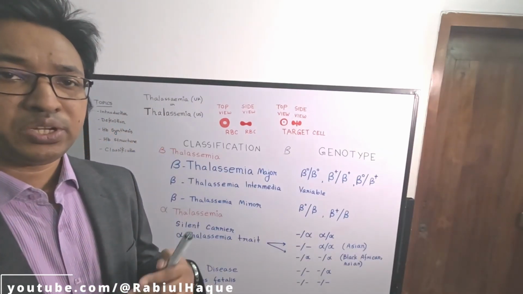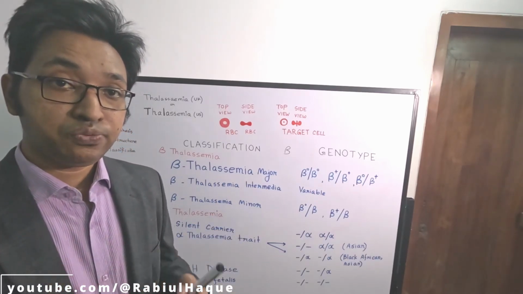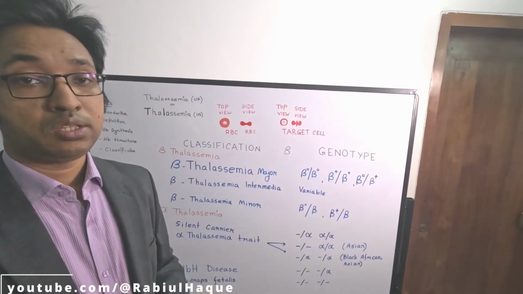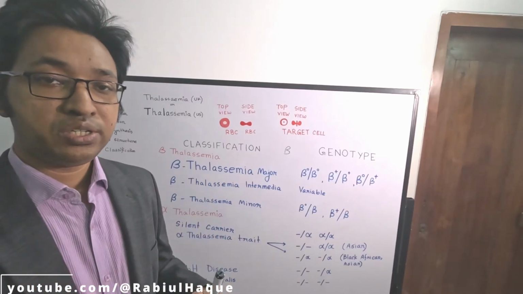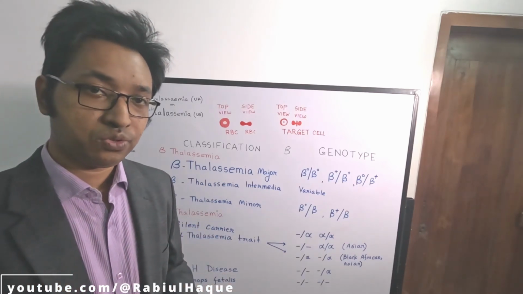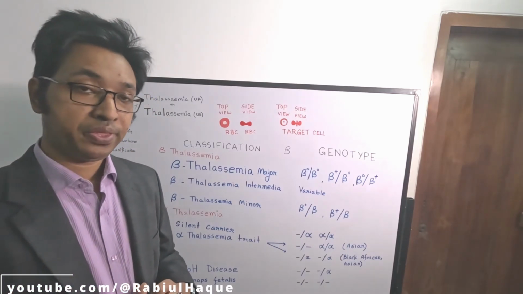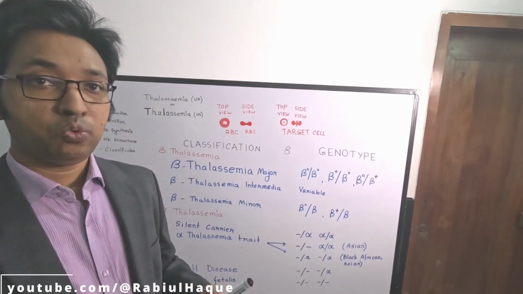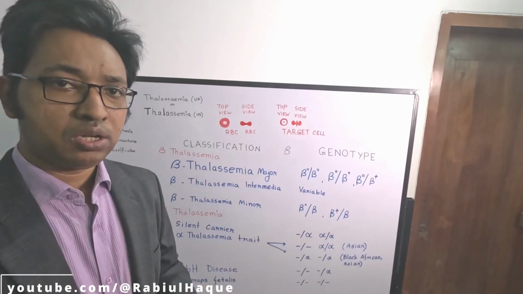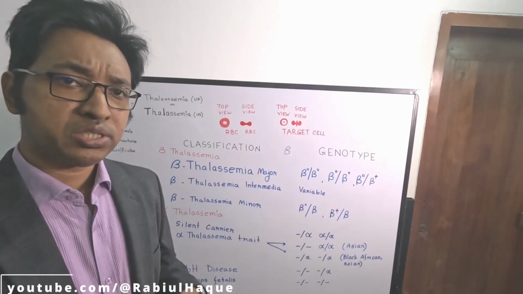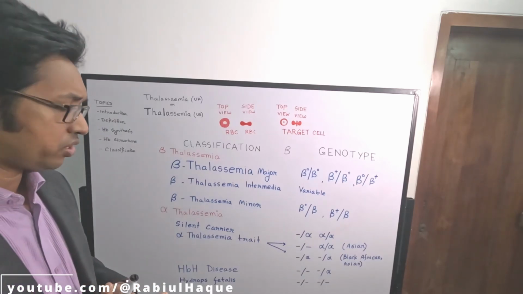So what are the complications of this beta-thalassemia major? Now, if we don't transfuse the patient, the patient has a very high chance of dying. And if we provide sufficient transfusion, the patient can survive well into the third decade, and better treatments are now coming. For example, stem cell transplantation can provide a cure from this disorder.